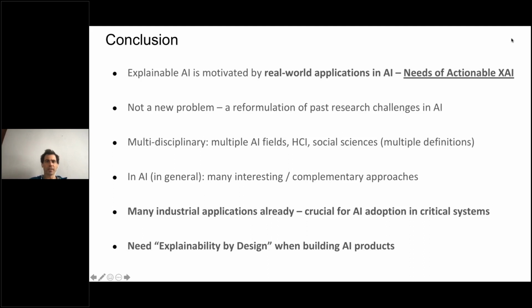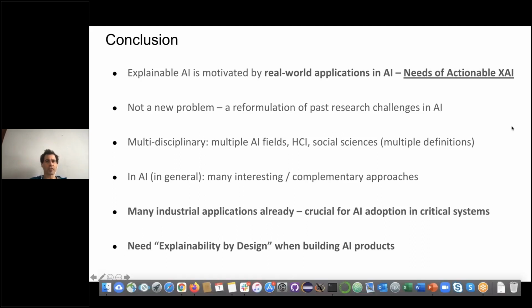And so explainable AI is motivated by real-world applications in AI. It needs actionable XAI. I mentioned this at the beginning, but it's very important that if you want your AI to be applied in critical systems, whatever explanation that you get, you need to act on it. It's not something where you say, okay, that's a certificate, and you just say, okay, I have it. It's something that you can use for improving your model, for debugging it, for debiasing it, making it more fair, or whatever makes the model much more safe and trustable to be deployed in critical systems.